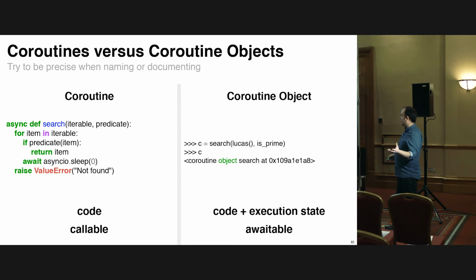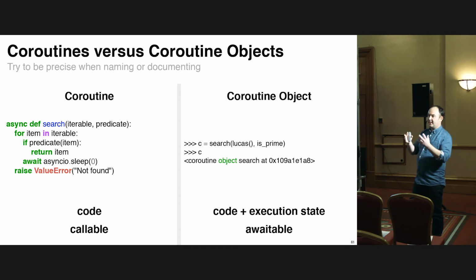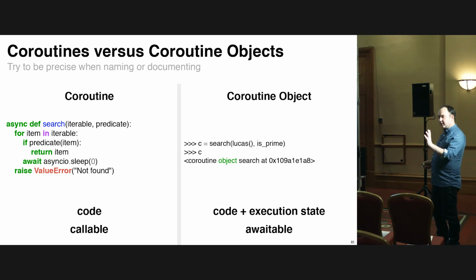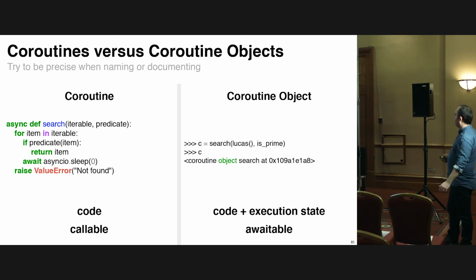And so the thing on the left is callable, it's code. The thing on the right is the code plus its execution state at that moment, right? Because it's naturally an executing thing. So I just like to be clear about the distinction between coroutines and coroutine objects. It's easy to get muddled up.